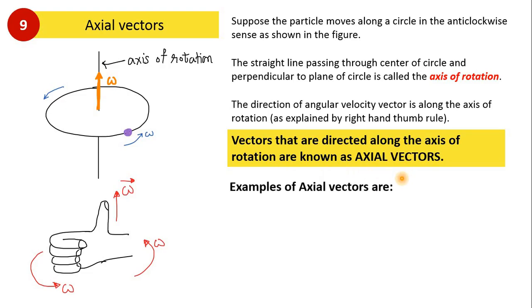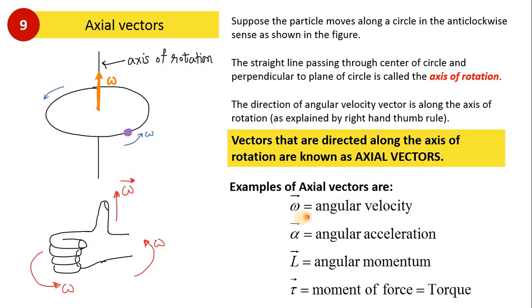Some other examples of axial vectors are angular velocity, angular acceleration represented by alpha, and angular momentum, the L vector. This is the Greek letter tau, which is used for representing moment of force or torque, about which you will study in the chapter of rotational mechanics. So all these vectors have the direction along the axis of rotation. So these are all known as axial vectors.